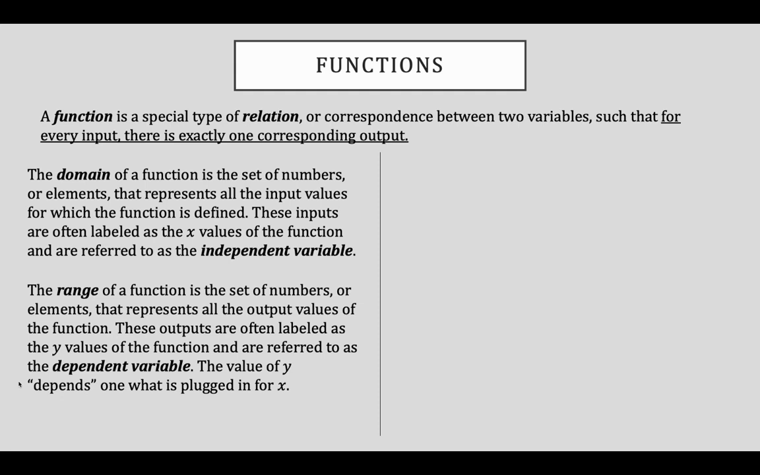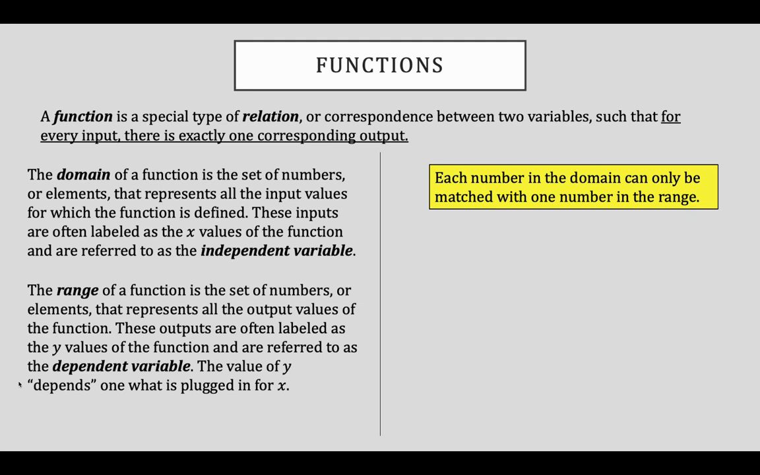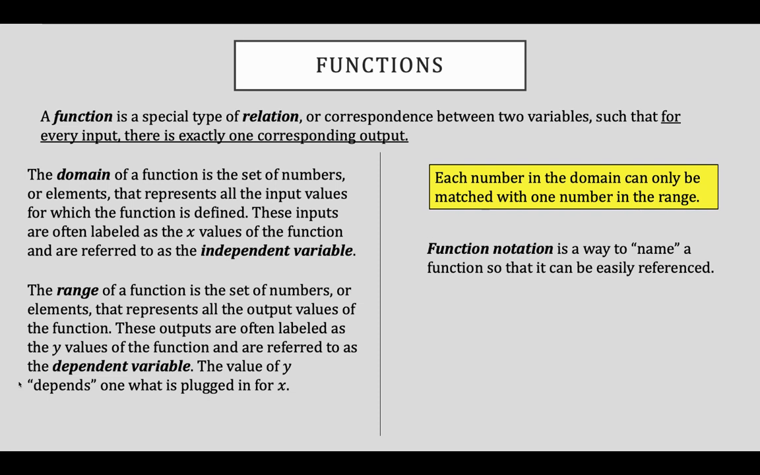Now again, what makes a function a function? Each number in the domain can only be matched with one number in the range. Function notation is a way to name a function so that it can be easily referenced. Our inputs are often going to be x, and our outputs, as you will commonly see, can be f of x. Other function notations that you might see might be something like g of x or h of x, or once we get into some real life examples, we might talk about something like v of t, velocity, as a function of time.